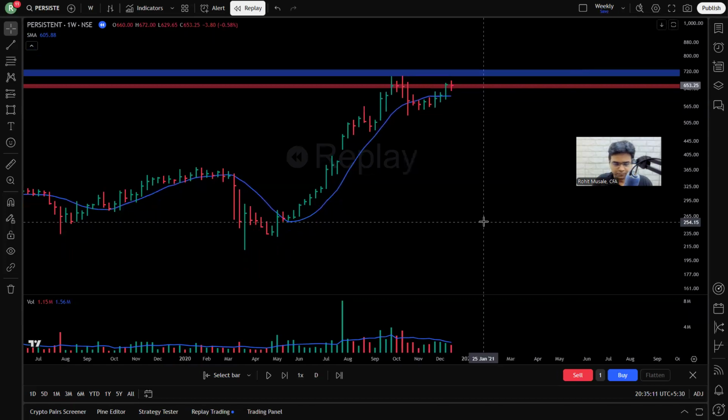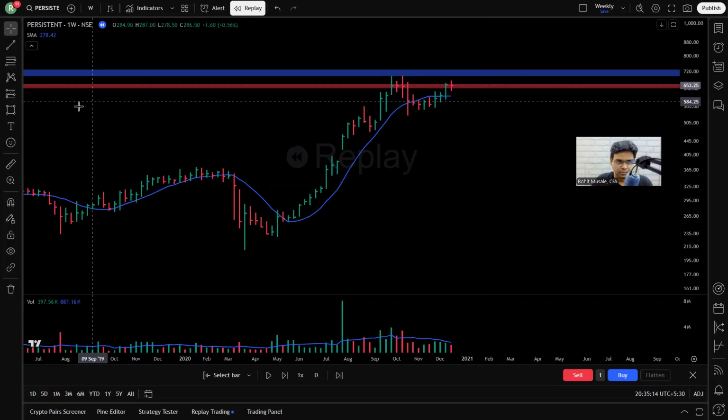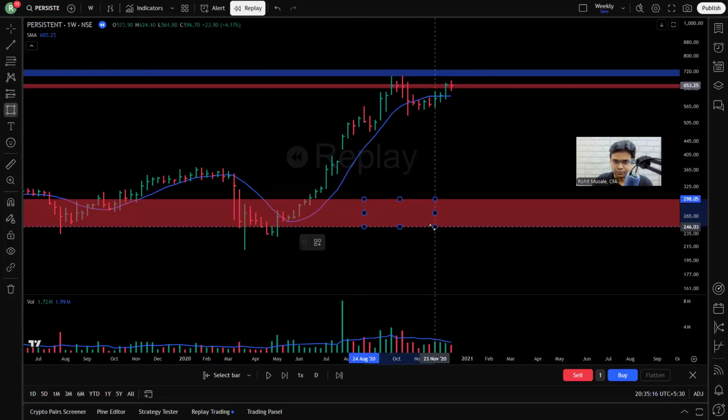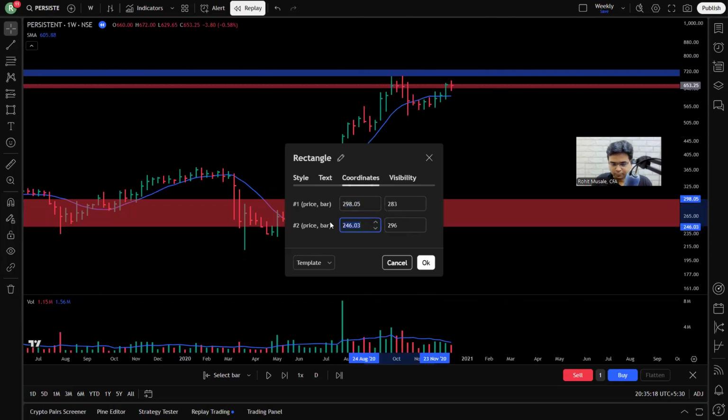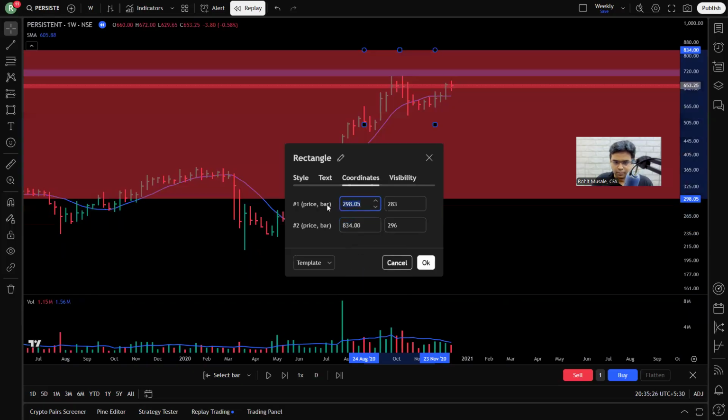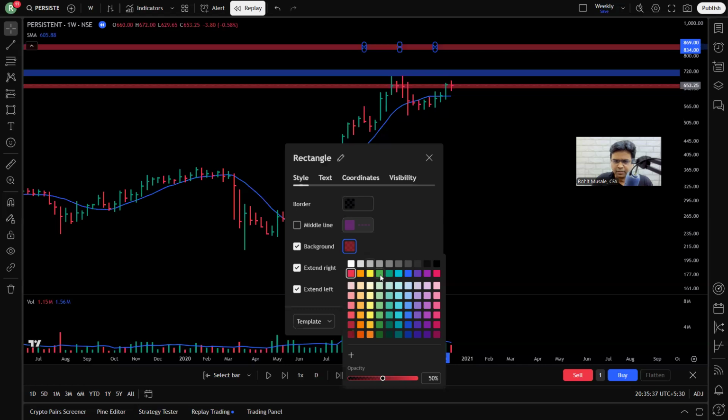Then selling range. 695.30 multiplied by 1.2, 834. Then 695.30 multiplied by 1.25, 869. See how much time it takes? One minute. It takes just one minute to do all of this.